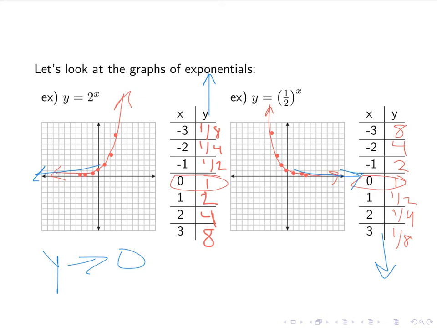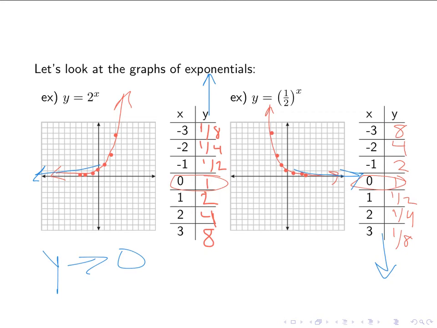All of my numbers are positive. It never crosses the x-axis. So it goes through (0, 1), it gets closer and closer to 0 but never hits it, and it's always positive. Those are what they have in common.